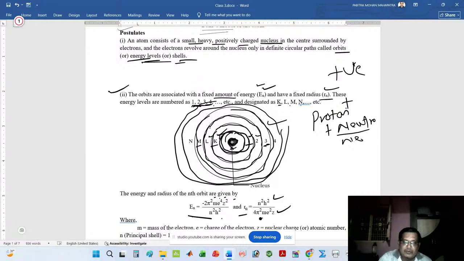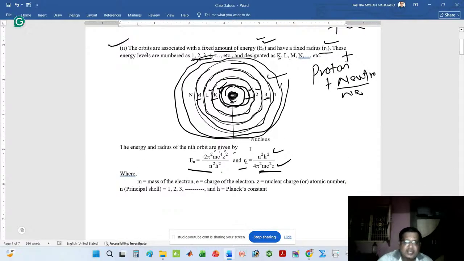This is the formula. Here many unknown terms are used in this formula. Let me explain what these terms represent. M is the mass of the electron. E is the charge of the electron. Z is the nuclear charge or atomic number, and n is the principal shell, also called the shell number, 1, 2, 3, 4 like this. h is Planck's constant.